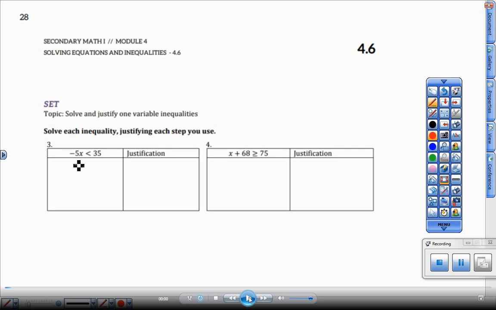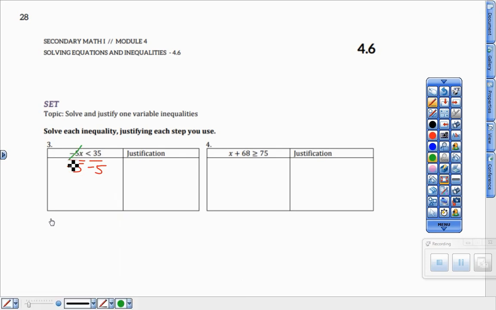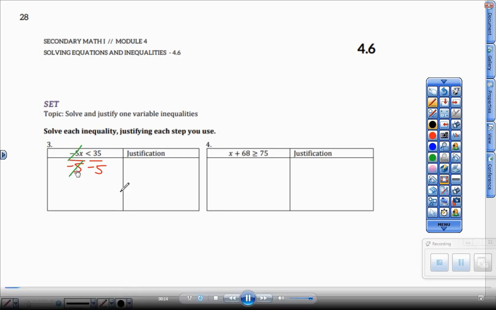These are solving inequalities. This one, I'm dividing by -5 to solve that for x. You got to remember, dividing by a negative number makes that inequality flip around. So it's not going to be x less than, it's going to be x switched to more than. 35 divided by -5 is -7. So that would be on your number line.